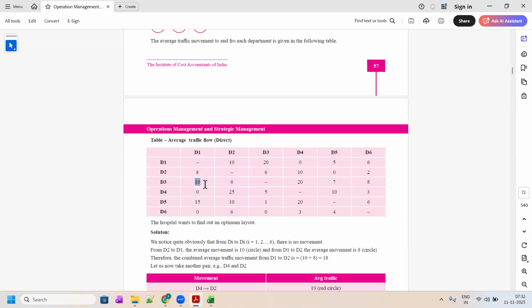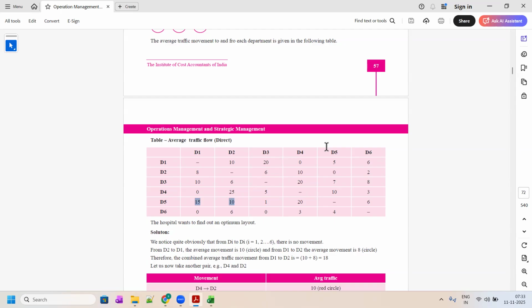Simple. Then D1 to D4 is 0, and D4 to D1 is 0, so D1 to D4 is 0. D1 to D5 is 5, D5 to D1 is 15, and 15 plus 5 is 20. Then D1 to D6 is 6, and D6 to D1 is 0, so D1 to D6 would be 6. Clear, everyone?